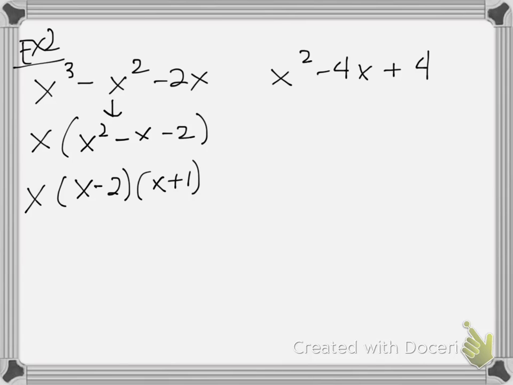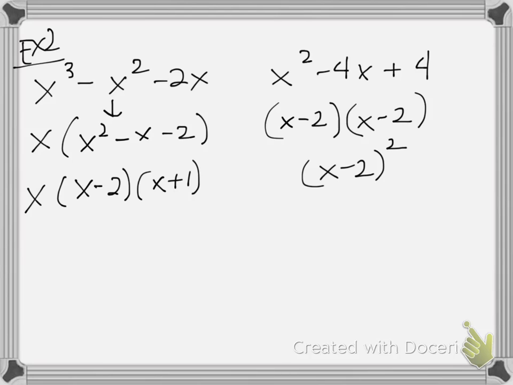Do I have a greatest common factor to factor out? No, so let's just go ahead and break down the factors. What do I have? x minus 2 and x minus 2, right? Or how do I write that? X minus 2 squared, right? So now let's start to look for our LCM.